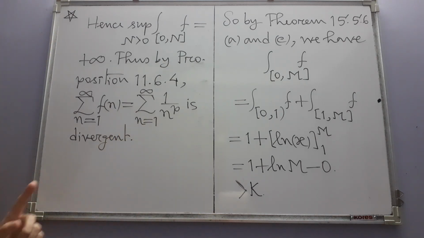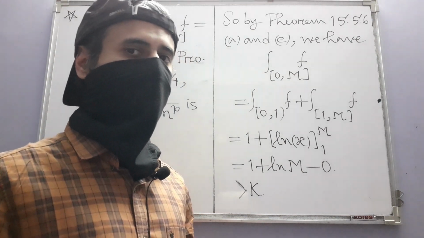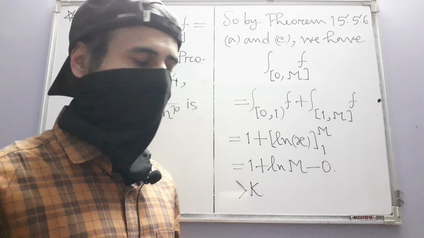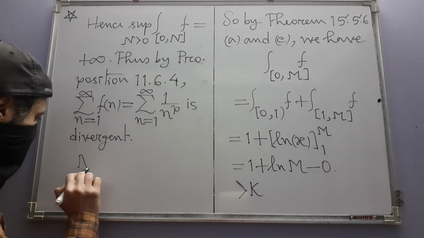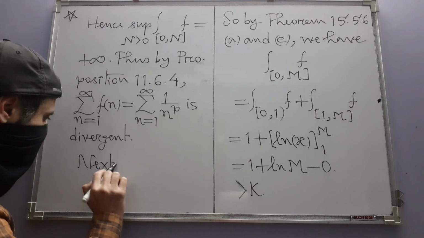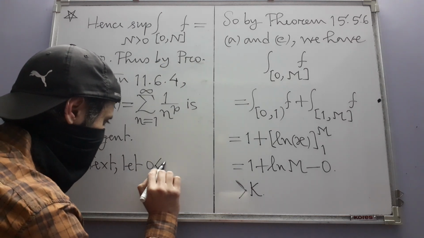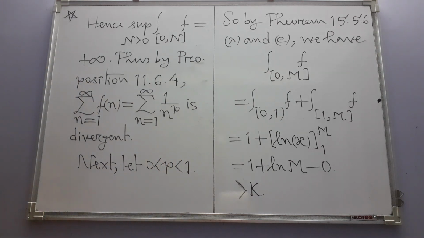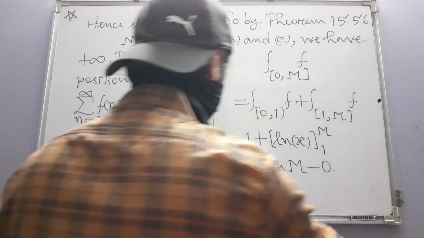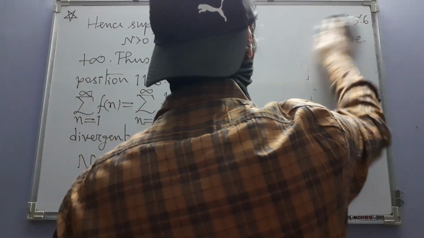Okay, so this was the case p equal to 1. Now we have to still consider the case where p is greater than 0 but less than 1. That's the final case. Next, let here also it's somewhat similar to the p greater than 1 case. The only difference is that now we will have divergence.